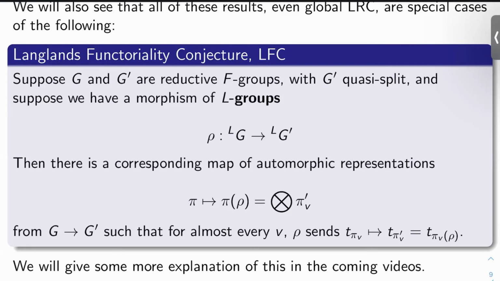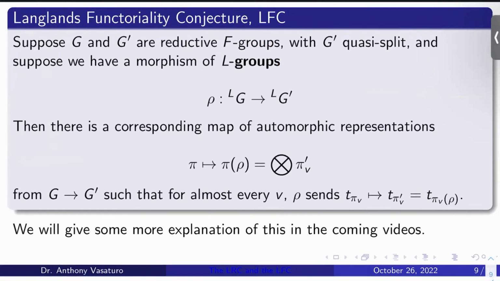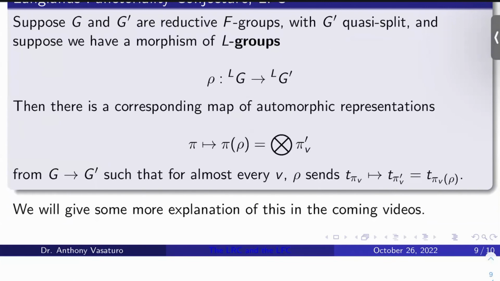Then it turns out, well, under the conjecture at least, there is a corresponding map of automorphic representations, pi to pi of rho. We break pi of rho down as a tensor product of pi prime v's over places v, from G to G prime, such that for almost every v, rho sends the Langlands class at v of pi to the Langlands class at v of pi prime, which is also t sub pi sub v composed with rho. Okay, so I'm going to give more explanation about this conjecture in the coming videos, but for now, that's all we need. Really, I just sort of owe you an explanation of what I mean by L group here, but that bears some discussion that we're going to have to do.